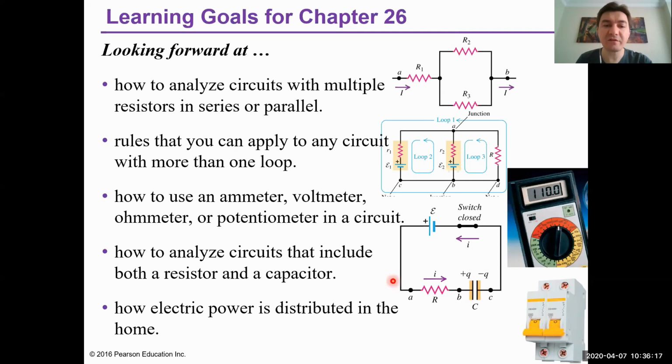And we will also talk about how electric power is distributed in the home. So this is AC electricity. We will also talk about this. Of course, concerning AC circuits, we will not go into detail. We will just give you some information about household electricity.